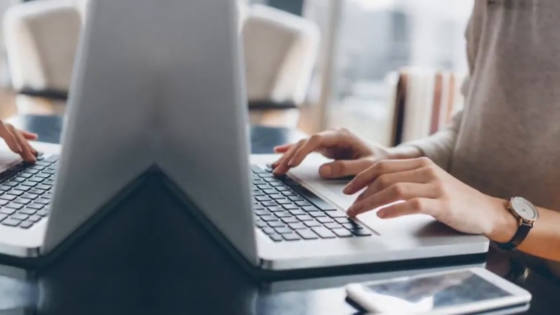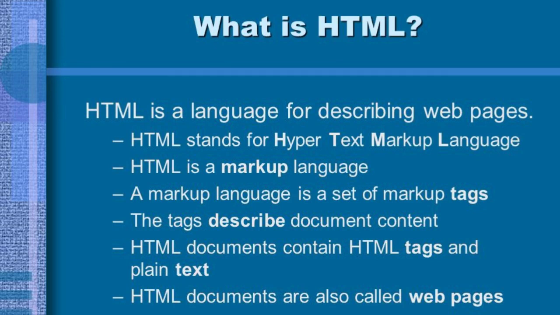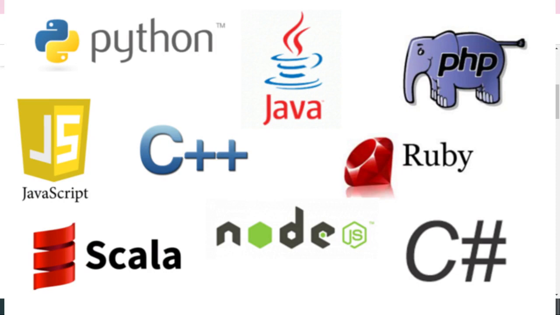So what is HTML? The full meaning is hypertext markup language. Now, just for you to know, HTML is not a programming language. It's a markup language. It's used for building web pages. Examples of programming languages are languages like Python, PHP, Java, JavaScript.